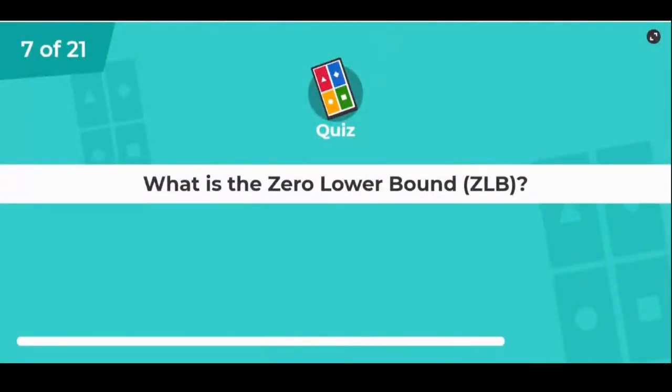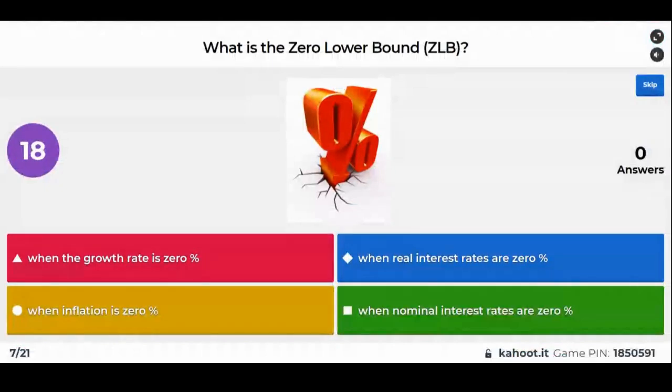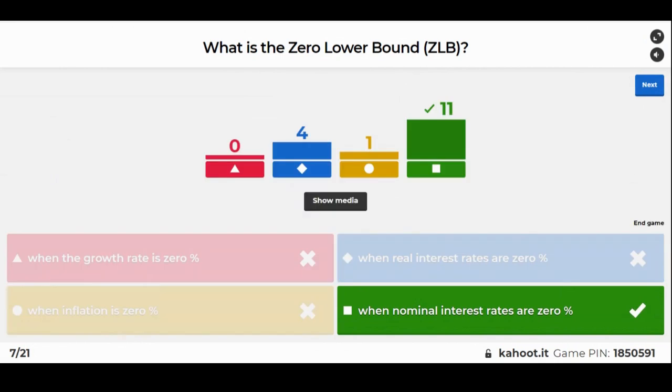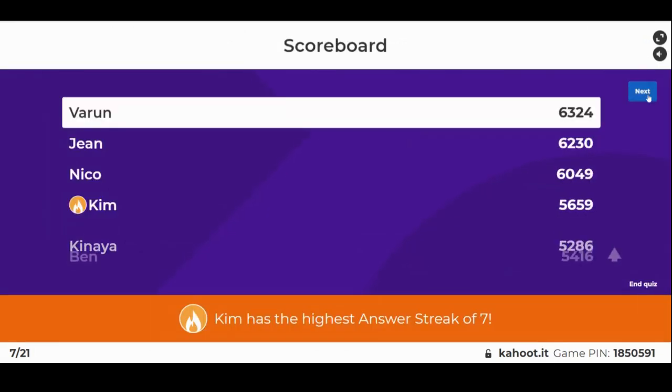What is the zero lower bound? Is it when the growth rate is 0, when inflation is 0, when real interest rates are 0, or when nominal interest rates are 0? I did mention this today. It is when nominal rates are 0. Very good. That's right.